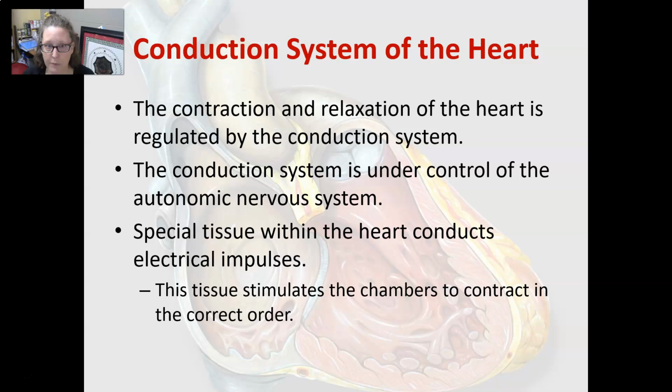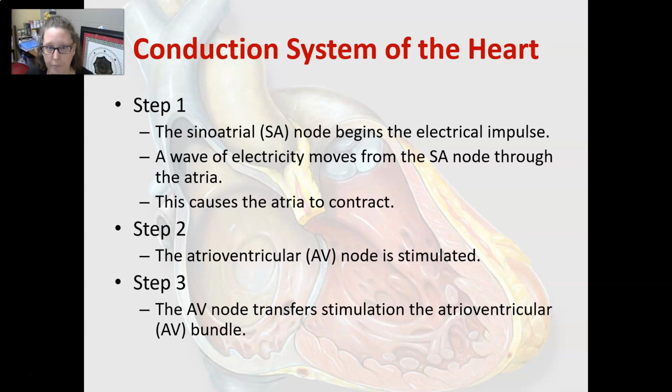The conduction system of the heart is really important. So the contraction and relaxation of the heart are regulated by the conduction system. The conduction system is under control of the autonomic nervous system, so that's involuntary. It sets its own pace. You don't have to think about it. And there is special tissue within the heart that is made to conduct those electrical impulses that allows the atria and then the ventricles to contract as one unit and to contract in the correct order.